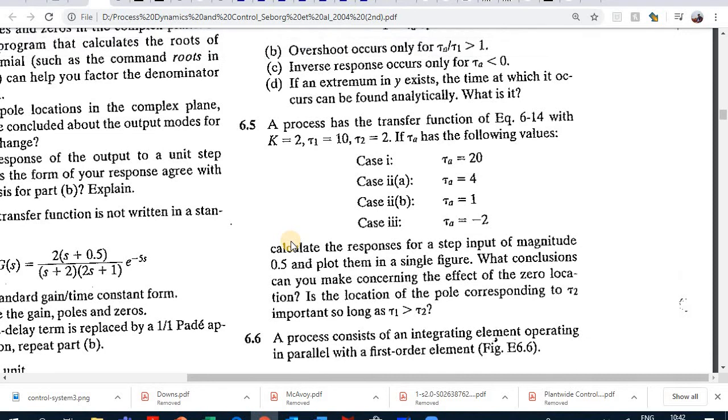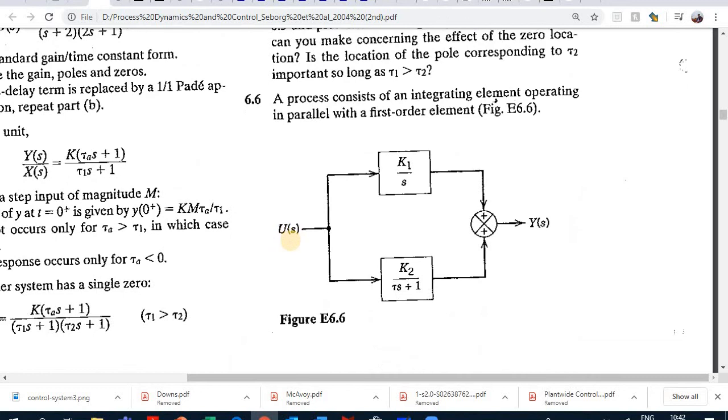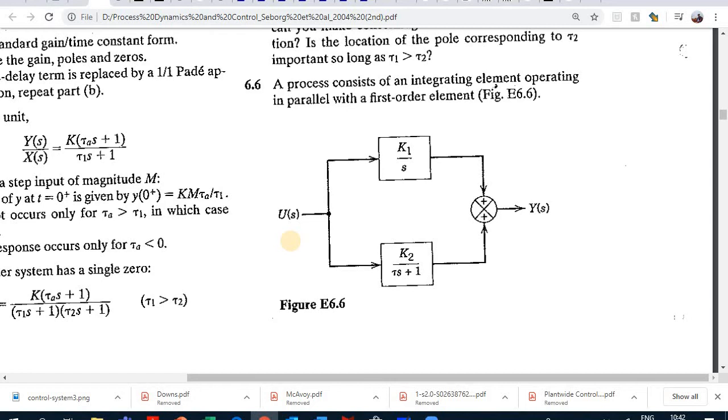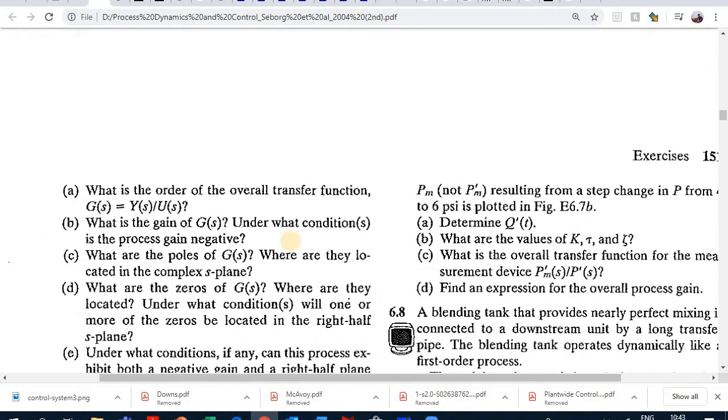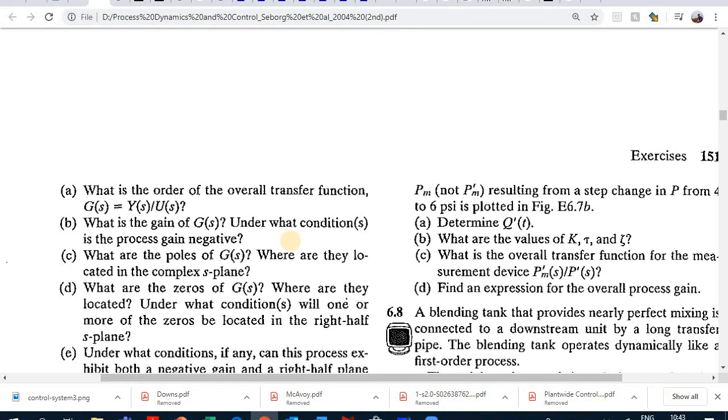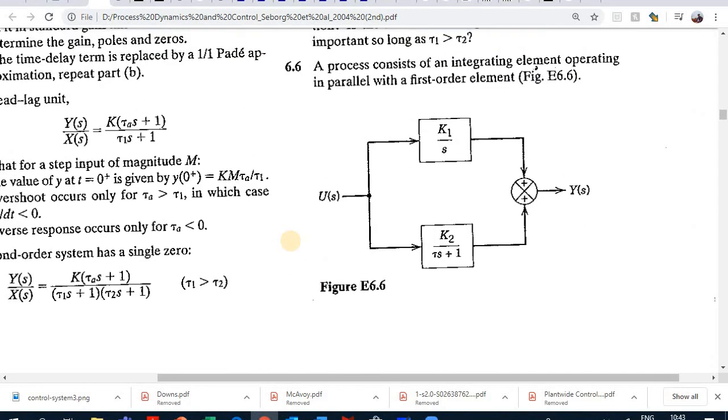Okay, so in solving 6.6, it shows me that I have two systems, a process consisting of an integrating element operating in parallel with a first order. So this is like two systems together, and it's a kind of a derivation. What is the order of the overall transfer function? What is the gain? In what conditions is the process gain negative? What are the poles? I think there are many questions here that we need to consider. And let's look at the solution of 6.6.